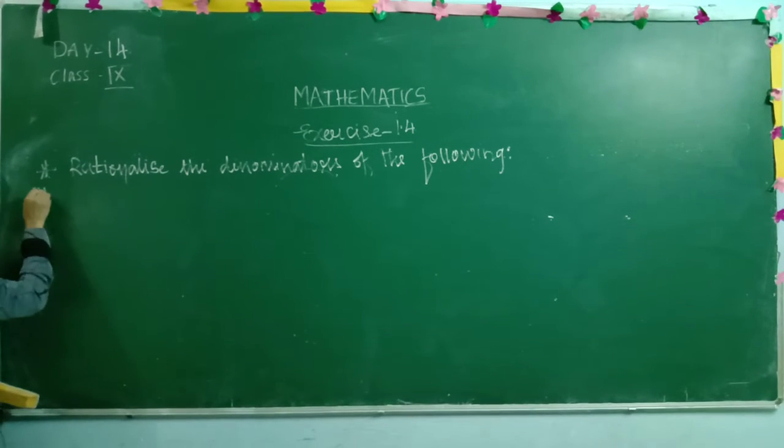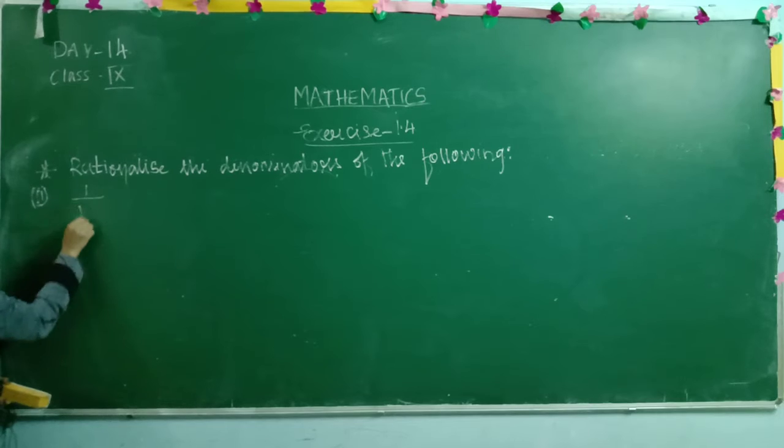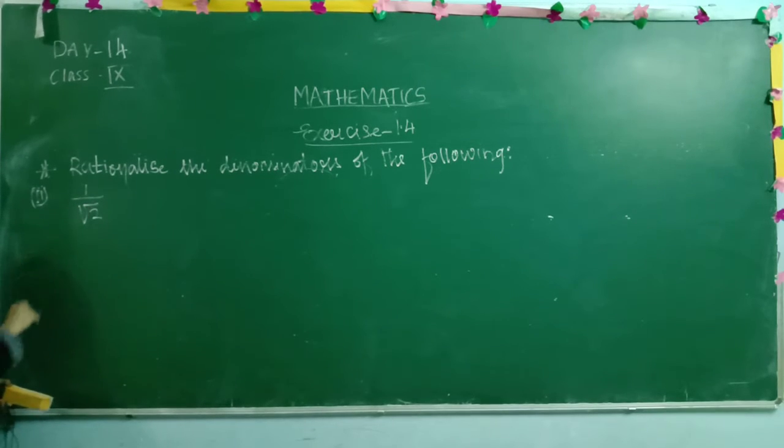Suppose it is given 1 by root 2. How are you going to take the rationalizing factor? The rationalizing factor will be root 2 only, as there are no two terms present which are separated by addition or subtraction. Okay, solution.